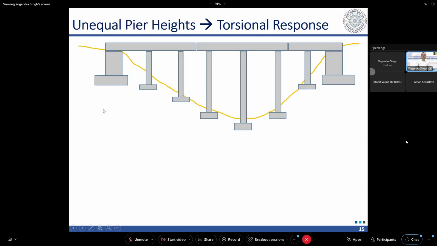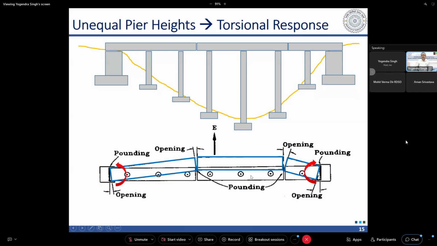Then there are bridges with unequal pier heights, for example in hilly regions, where the pier height may be changing. When the pier height changes, some of these piers are more flexible than others. And when these are more flexible, the superstructure will also undergo rotation. Due to that, the mass participation at a particular pier will also change, because the mode shape will not be in the form of translation alone. The mode shape will have rotation.